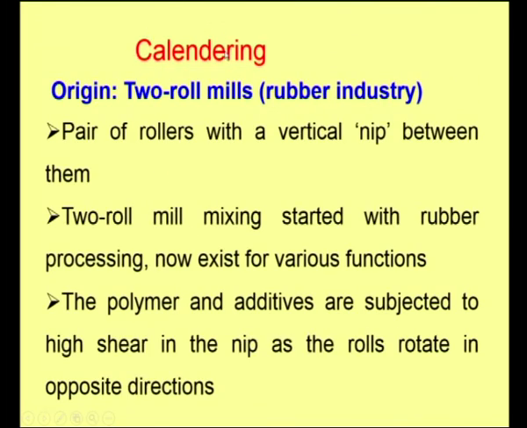Now the origin of this calendaring process traces back to the rubber industry, where in olden days people used only two rolls, which is popularly called two roll mills, a pair of rollers with a vertical nip between them. Two roll mill mixing started with rubber processing. Now it is available for various functions, not only for rubber but for any polymeric materials. Nowadays one can go for two roll mill mixing. The polymer and additives are subjected to high shear in the nip, because the two rolls rotate at very high speeds. You allow the polymeric material along with additives inside, and it is subjected to high shear. That is where the mixing takes place, as the rolls rotate in opposite directions.